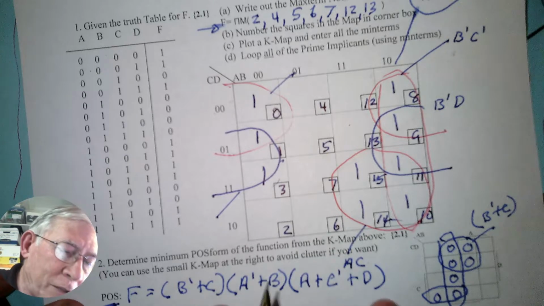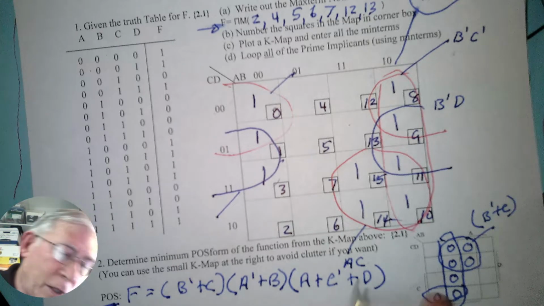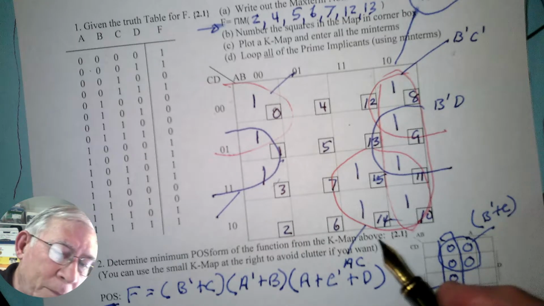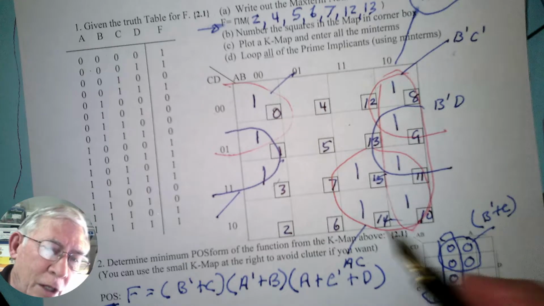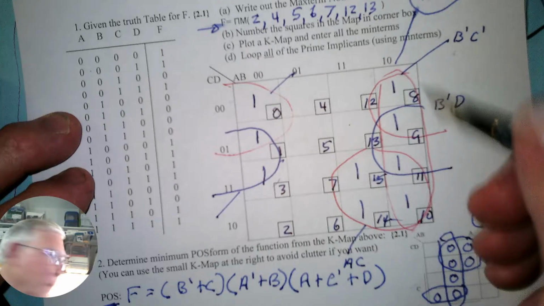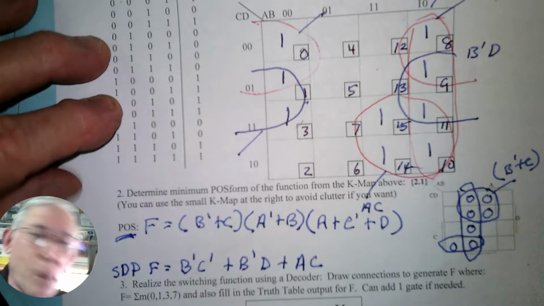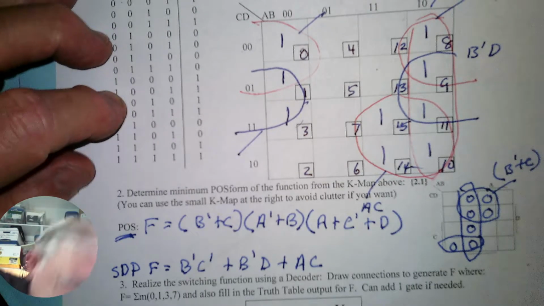So it's B prime plus C, quantity, times A prime plus B, quantity, times A plus C prime plus D. And here's the SOP, B prime C prime plus B prime D plus AC. I don't need the AB prime term because it's not essential, it's this column, and I don't need it. So those are the 2 solutions. So you can see everything there, hopefully. Okay, that's good. All right.